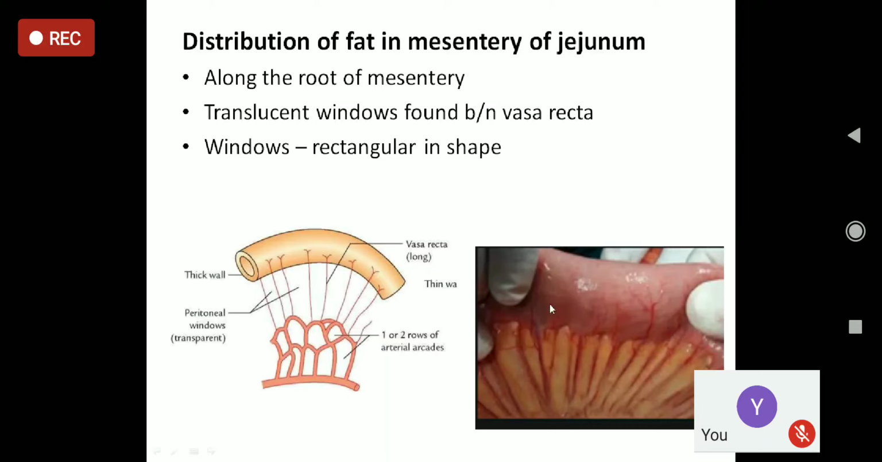Is this clear? I'll explain again in this figure. This is the jejunum here. This is thick wall.